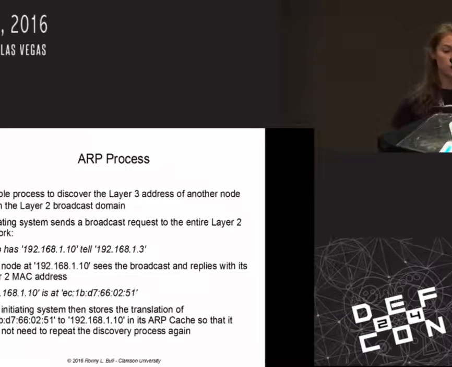The process for ARP is an initiating system sends out a broadcast request to the entire network. It asks who has a certain IP address. A node on that network who has that IP address responds with its MAC address, and the information is stored into the ARP cache.